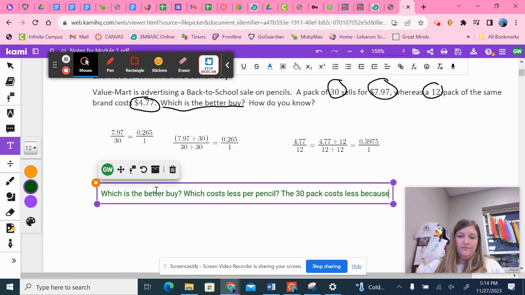On your paper, I want you to give me a reason why. So I'm going to write "because," and I want you to go ahead and answer that for me. Why is it that the 30 pack costs less? And why is it that the 30 pack is the better buy? Okay? Go ahead and answer that question. And then you are ready to start your problem set.